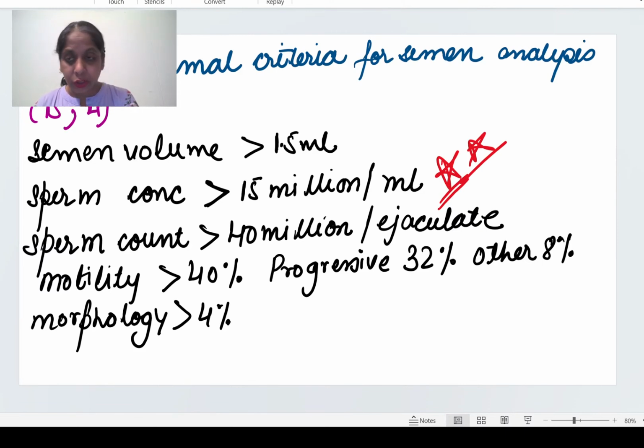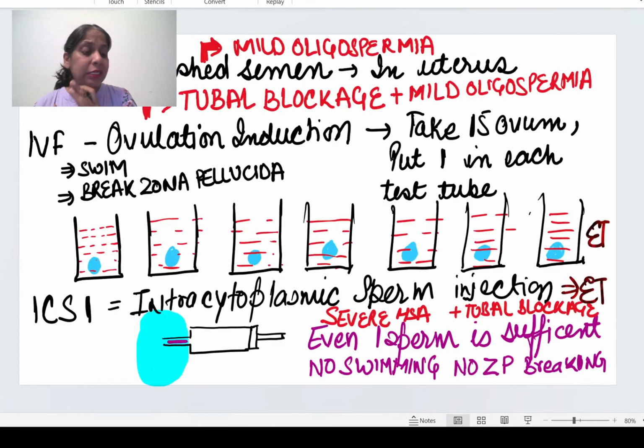I hope you understood. Now let us discuss what is IUI, what is IVF and what is ICSI. What is IUI? We take the semen of the male partner, we wash this semen, and then we insert that semen into the uterus of the female. So this is basically intrauterine insemination.